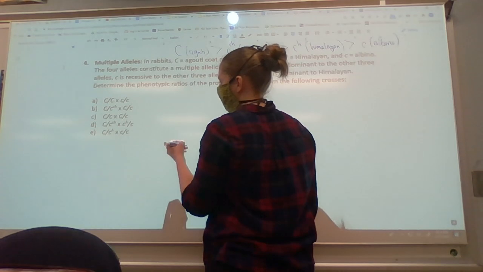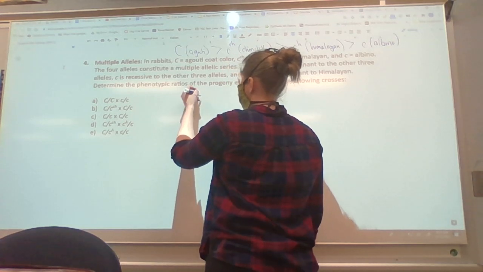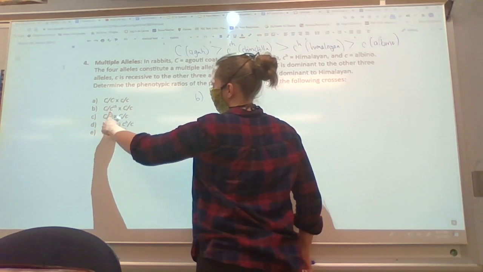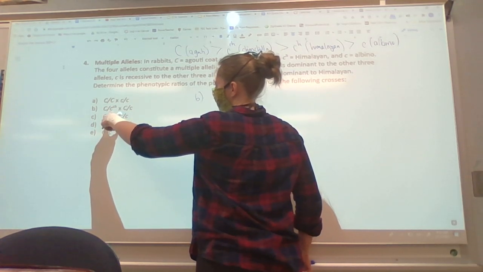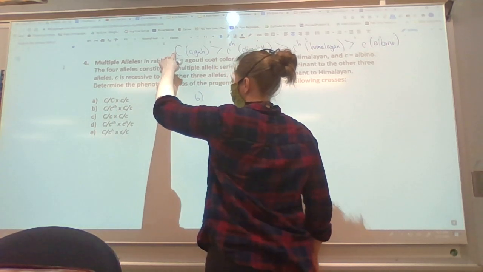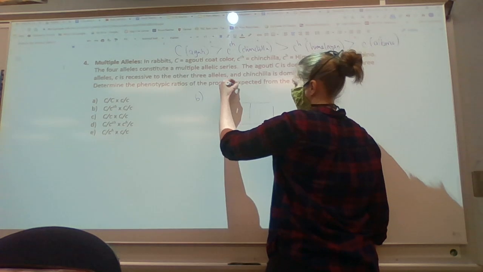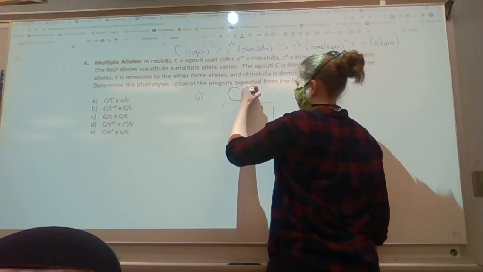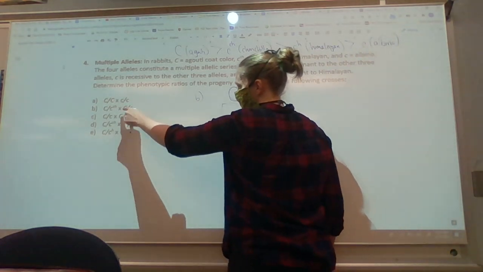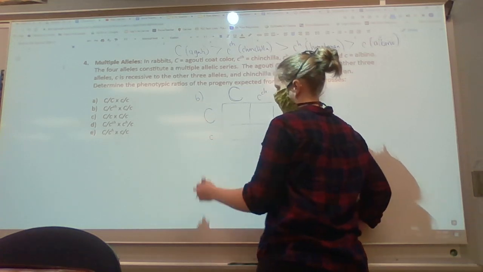So let's do letter B. If we do letter B, we're starting with this parent who would have what coat color, what phenotype? Would be agouti, right? Because they have the dominant C. And they are heterozygous for that in the chinchilla allele. The other parent is also agouti, but they're heterozygous for agouti and the albino allele.